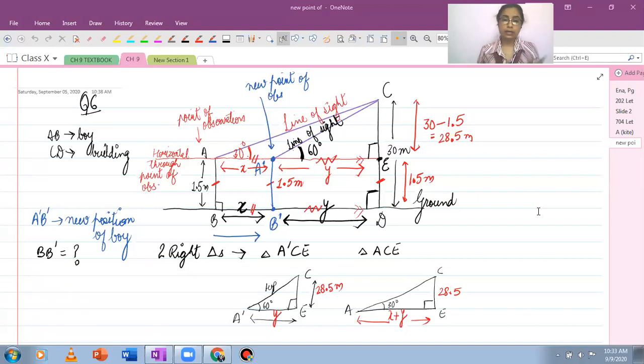You have to find out how much distance the boy walked towards the building. So you have to find out the distance from his original position to his second position. And what I've done is I have just observed this diagram and labeled various paths, keeping in mind that the horizontal through the point of observation will be parallel to the ground. So we get two squares or rectangles, I would say. Rectangles are forming here. So opposite sides will be equal. So if I had to highlight, I will just try.